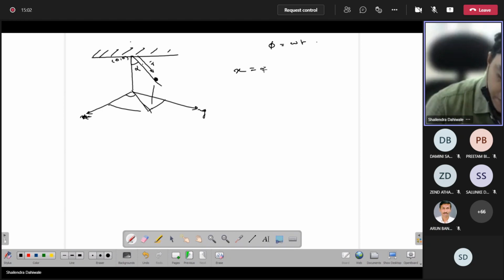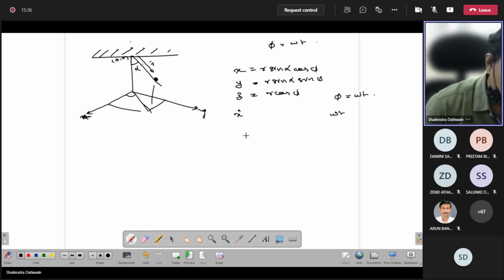So if I write this in terms of alpha and phi, I can write x as r sine alpha cos phi, y as r sine alpha sine phi, right? And then z as my r cos alpha. And then I put my phi is equal to omega t, this constant. So if I write x dot, y dot, z dot, instead of phi, I put omega t.